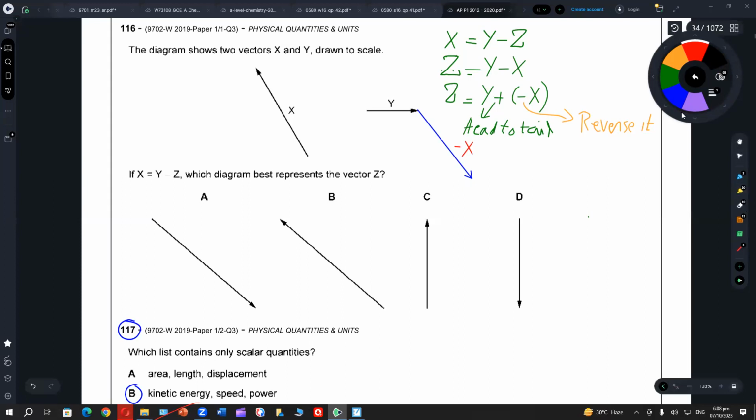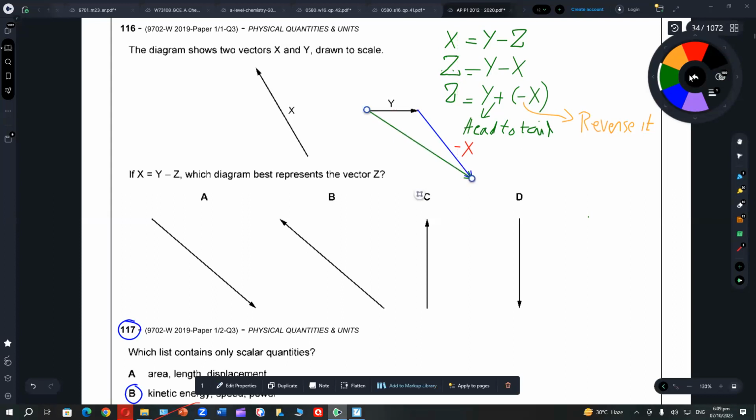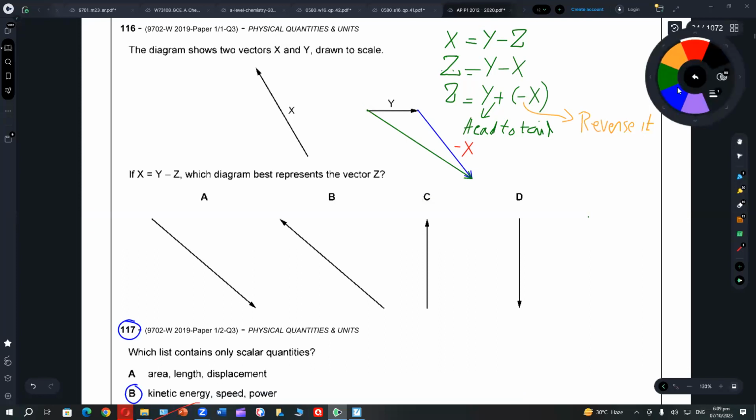The resultant vector will be the final vector. Here comes the resultant vector. This is the resultant vector, which always comes head to head. When you're adding vectors, they are head to tail, and the resultant vector comes head to head. This is z. I have shown all the working, and now you can select which is the suitable answer.